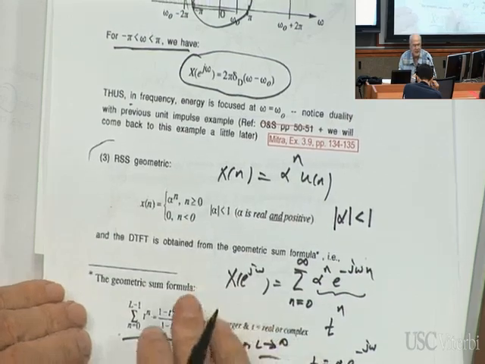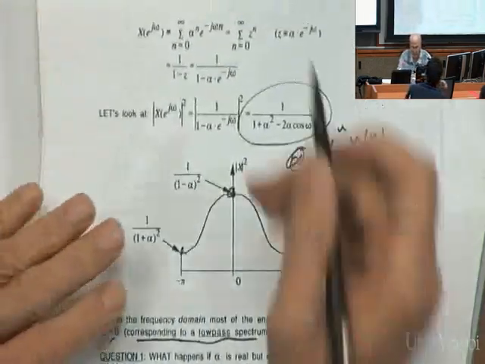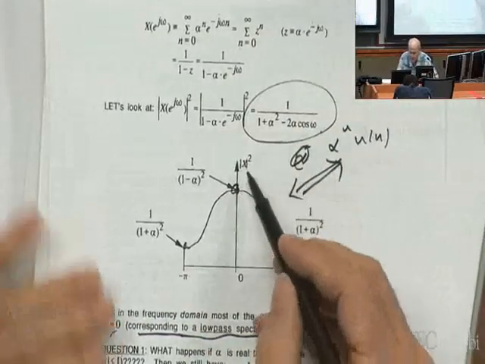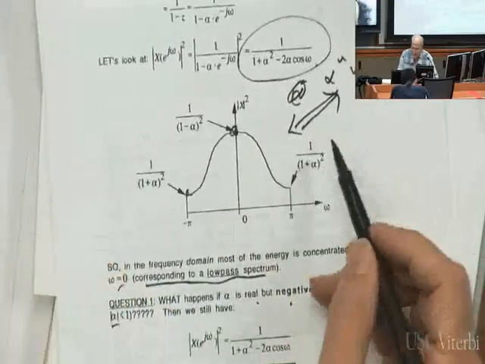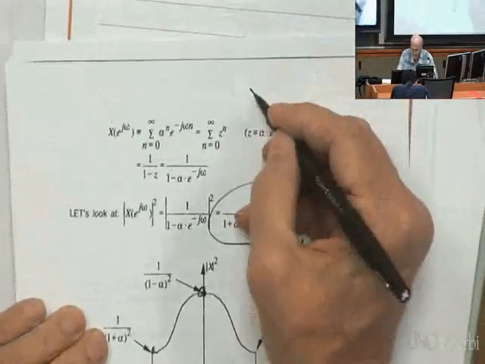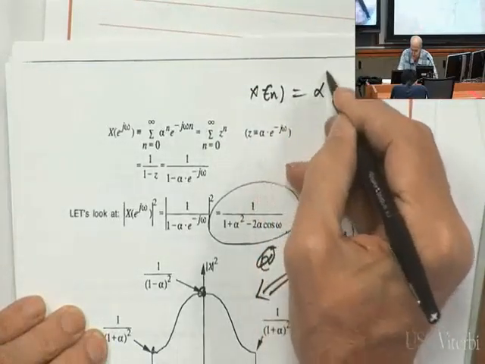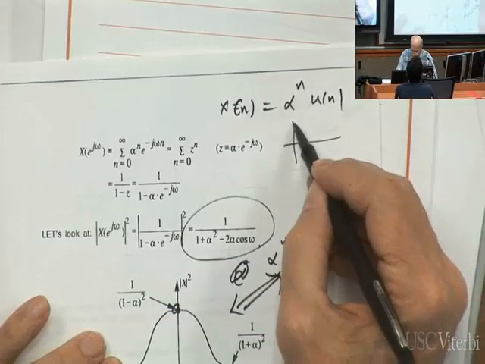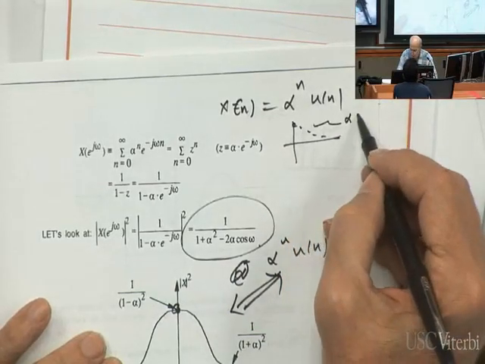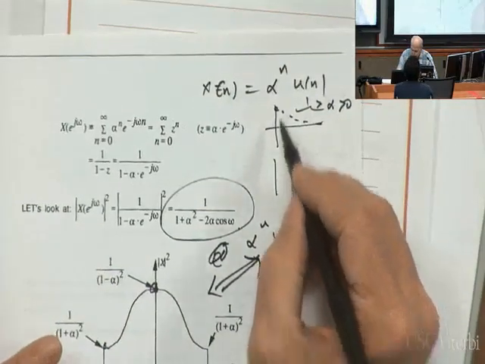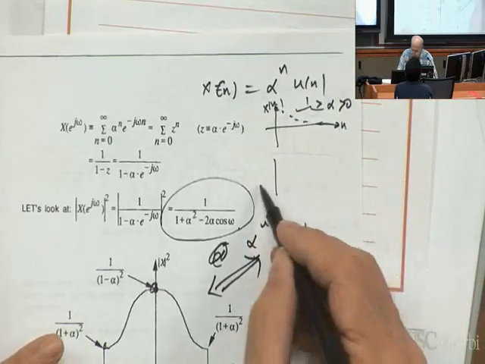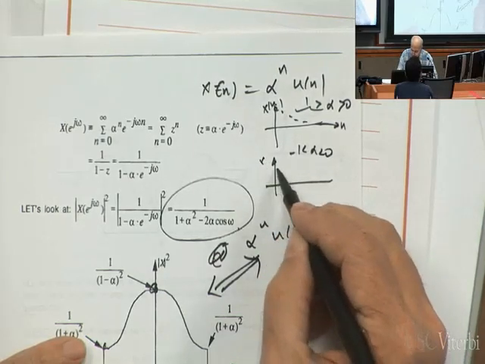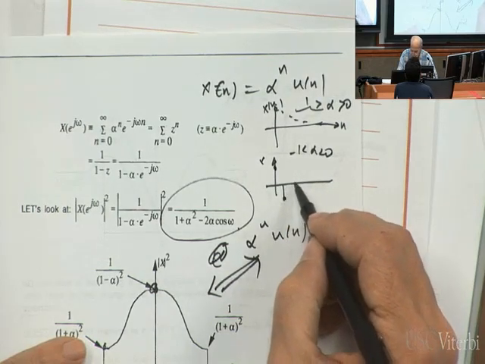We talked about the right-sided geometric sequence, and for that one you can actually derive the DTFT. If you plot it versus frequency, or if you plot the magnitude squared, you will find that it depends on the sign of alpha. Remember, this is x of n equals alpha to the n times u of n. If alpha is greater than 0, this is just a damped exponential, for alpha greater than 0 and less than 1. If, on the other hand, alpha is less than 0, minus 1 less than alpha less than 0, then you get something that oscillates. It'll be 1, and then something, and then like this.